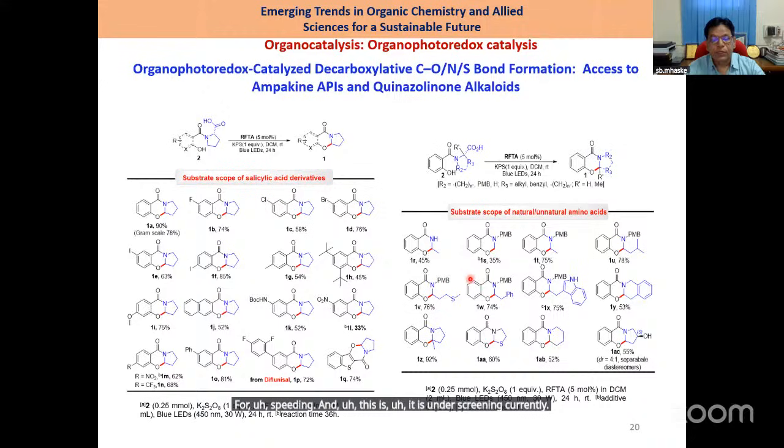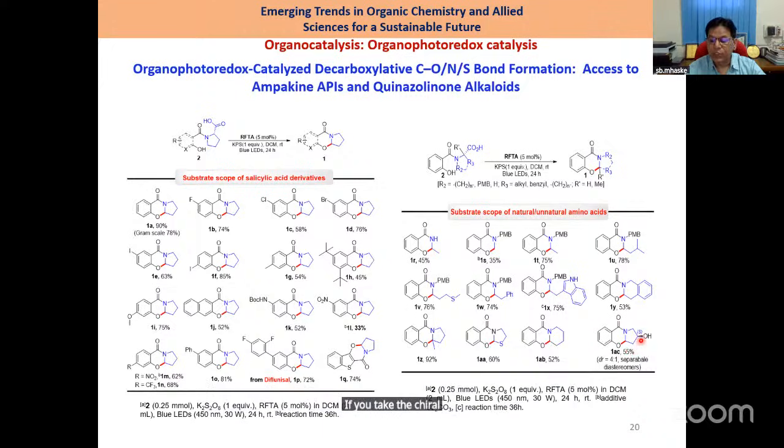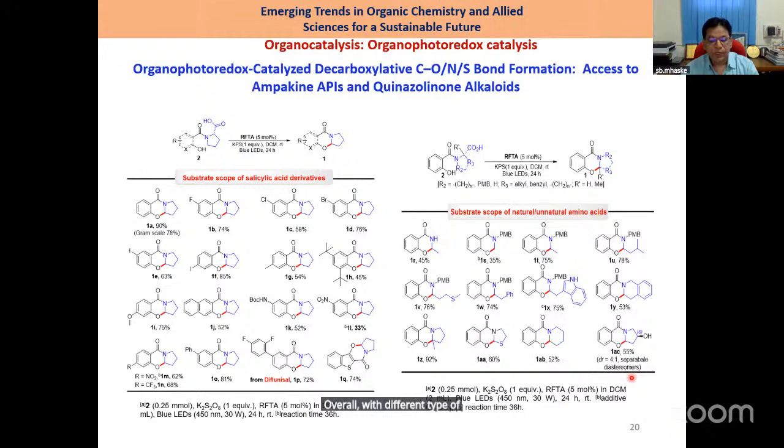So we showed that we do not only need proline, we can also take other amino acids, and that also works well. If we take a chiral substituted proline, we can also get good diastereoselectivity, up to 4:1. So overall, with different types of substrates, it worked well to give the desired product.